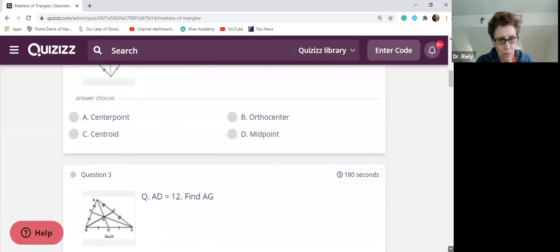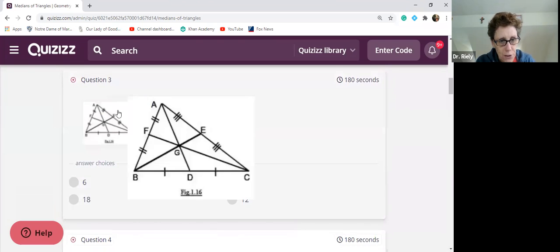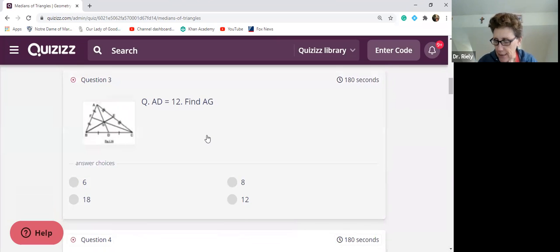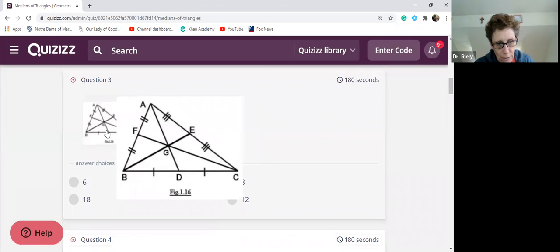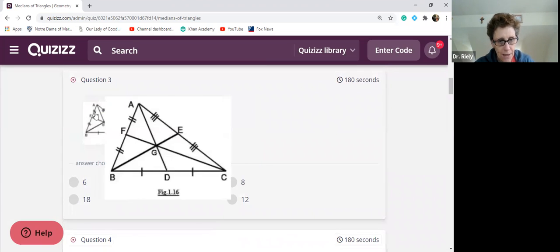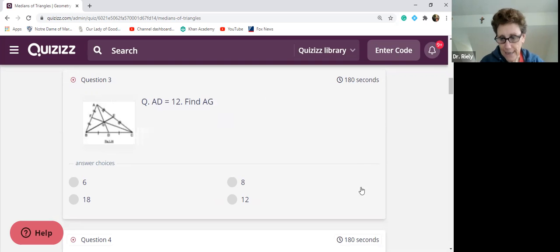Okay, continuing down to question number 3. Here it says AD is 12. So AD equals 12, and they want you to find AG. If AD is 12, AD is the entire median. AG is the bigger part of it. So you would say 2/3 of 12. So 2 times 12 is 24. 24 divided by 3 equals 8, and therefore AG would be 8.